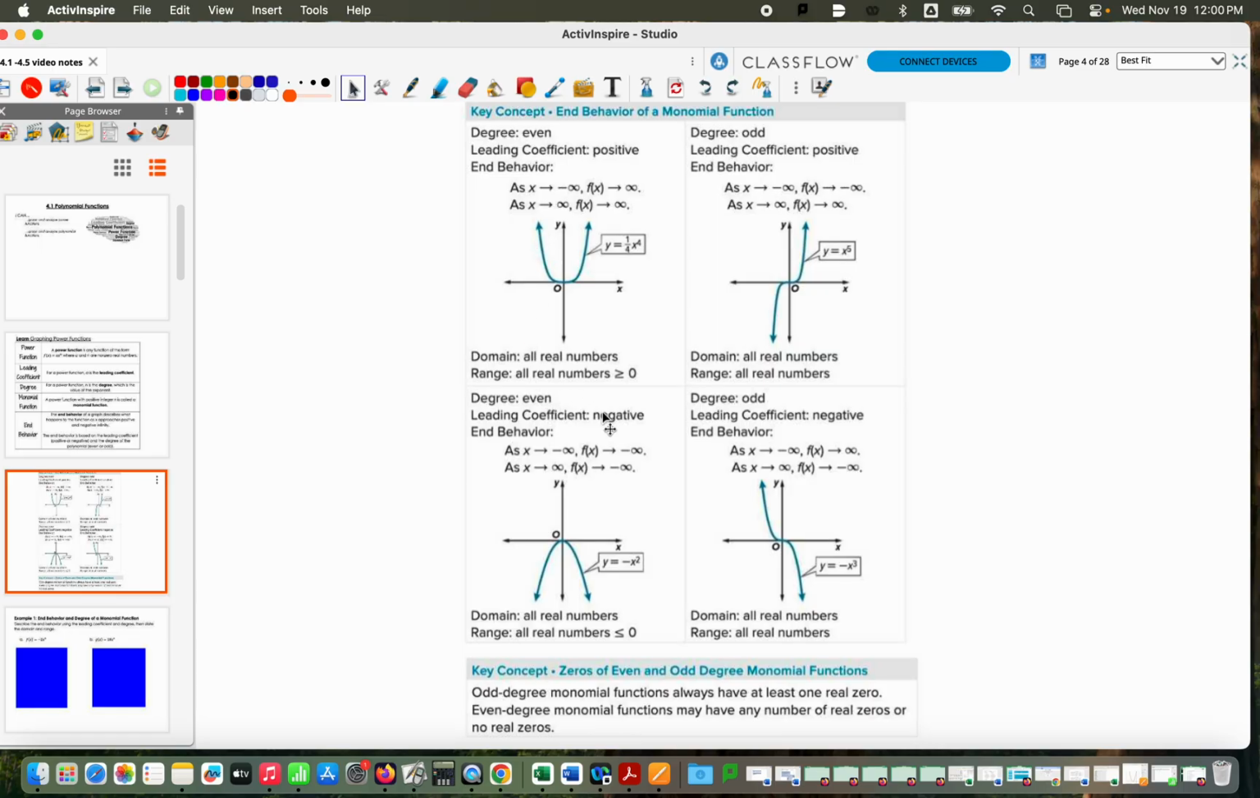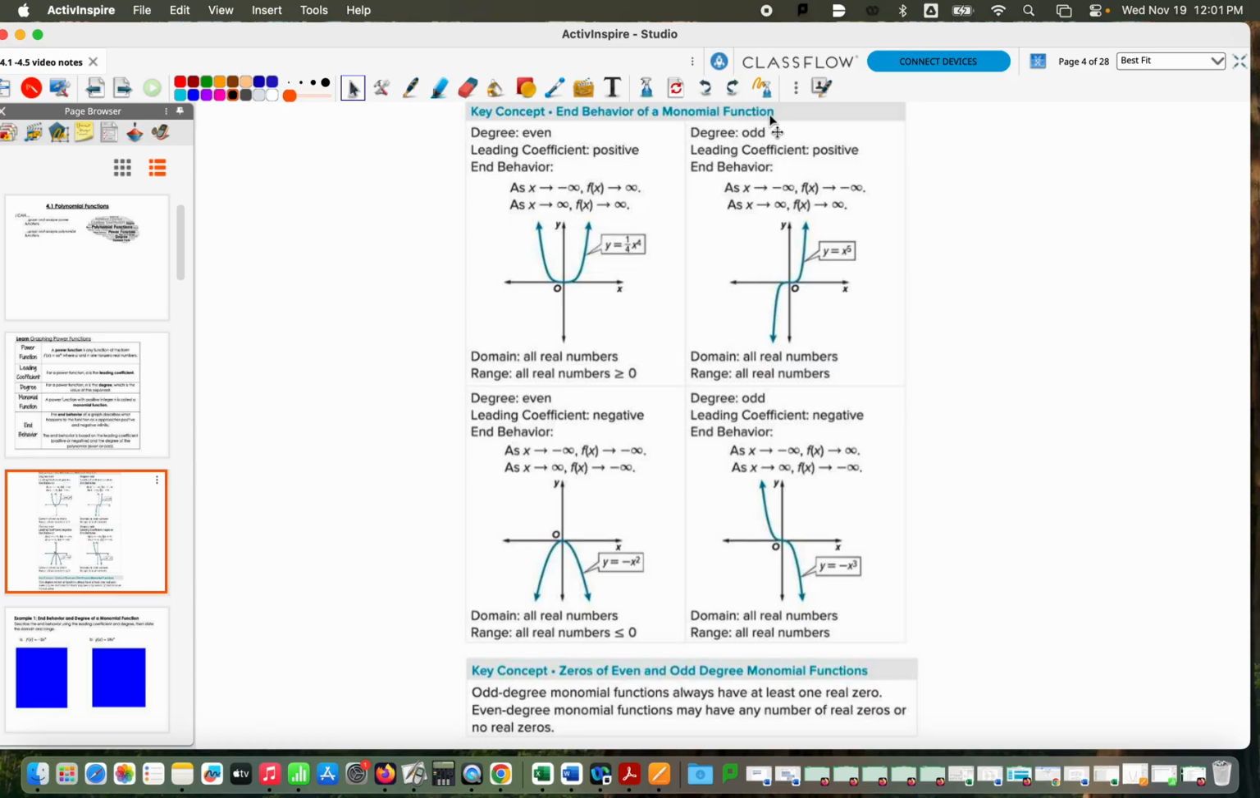If we just do even, but we make it negative, now we have a negative x squared, and we've seen those before. It opens downwards. Now everything goes down, so the left side goes down to negative infinity, the right side goes down to negative infinity, so y approaches negative infinity as x approaches left or right. Notice for our even functions, our domain is all real numbers. Actually, it's all real numbers for every type, but for range, in this case, it hits a lowest point. It'll be everything bigger than zero. For here, it's everything less than zero.